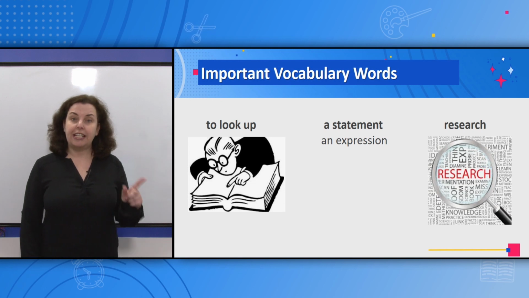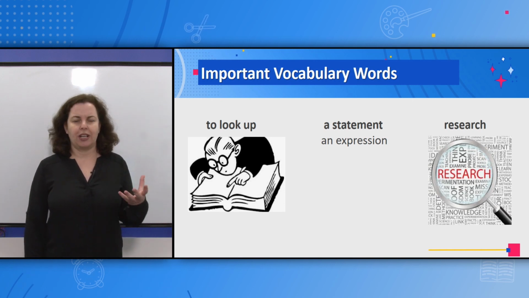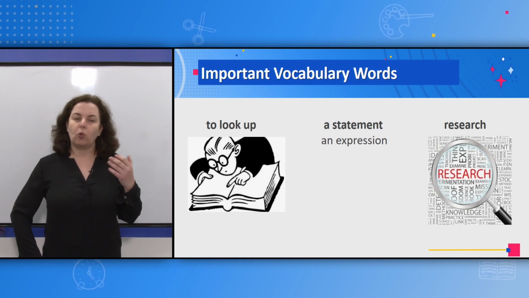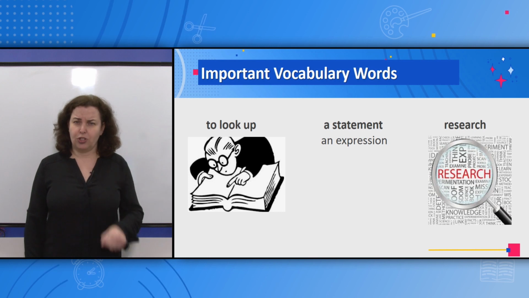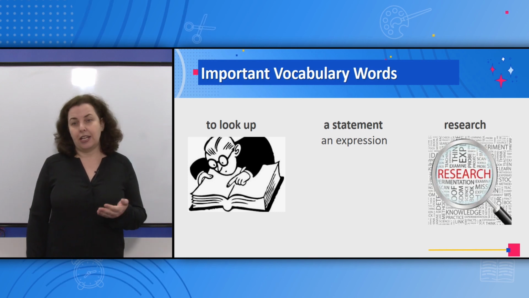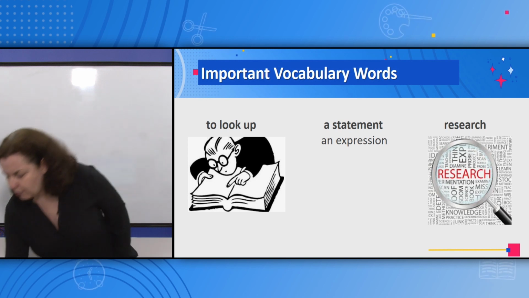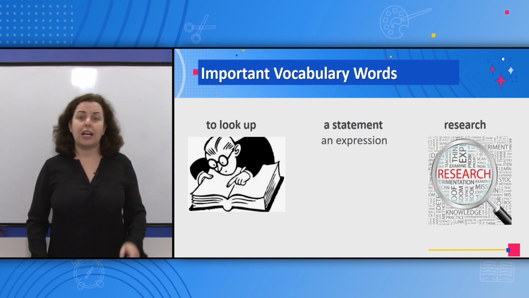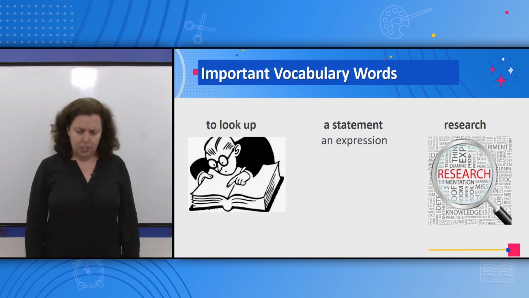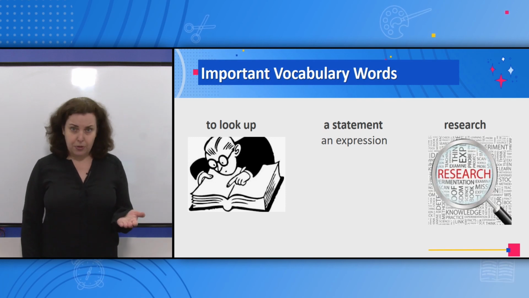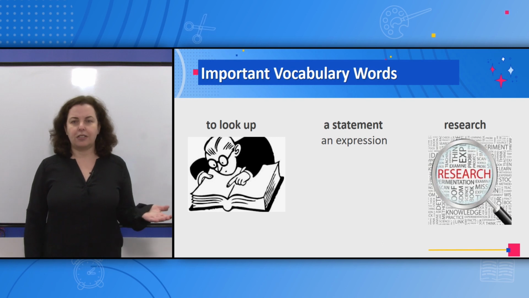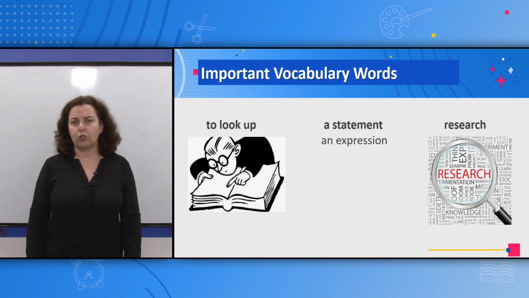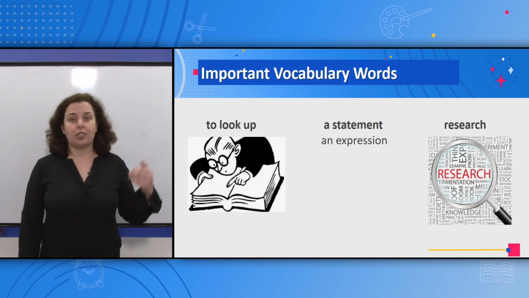Another word is a statement. A statement is an expression, how to say something in a very special way. And research. I usually research, I learn a lot about the topic from books. Remember my dictionary? I research in my dictionary words that I do not know. So these are the important vocabulary words of today. To look up is to check in the dictionary. A statement is an expression, and the word research. Sometimes scientists do research in a laboratory, and sometimes I used to do research in a university.